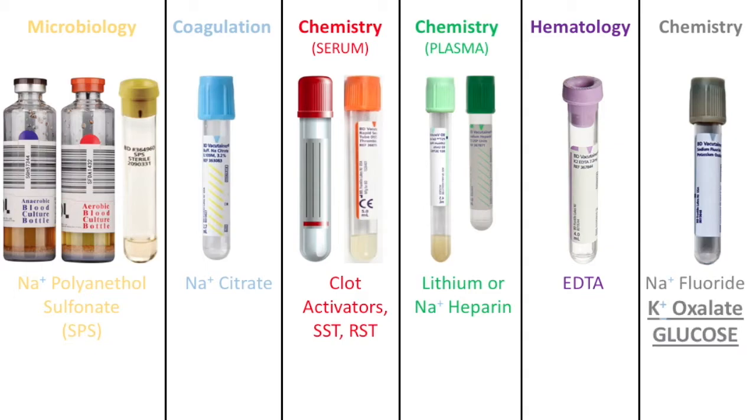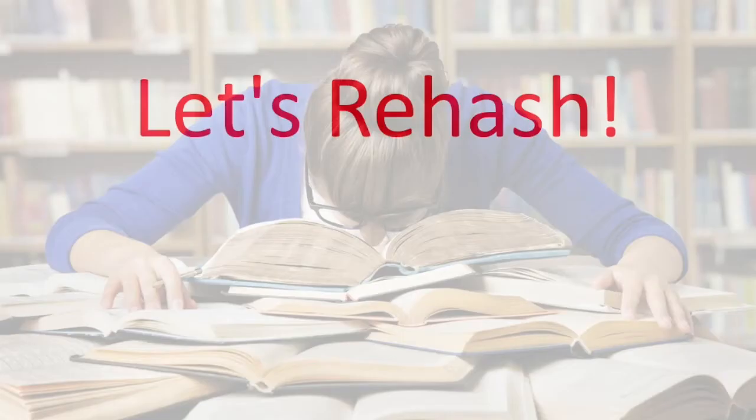Now all these tubes can collect some measure of glucose, whether it be large or small, but it doesn't last a whole lot of time because glucose tends to break down inside the blood. So the sodium fluoride prevents the breakdown of glucose, otherwise known as glycolysis. So we can test glucose in this tube for 24 hours at room temperature or up to 48 hours fridge to frozen. So let's rehash real quick.